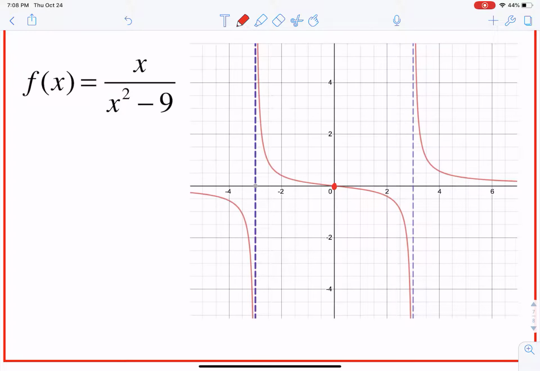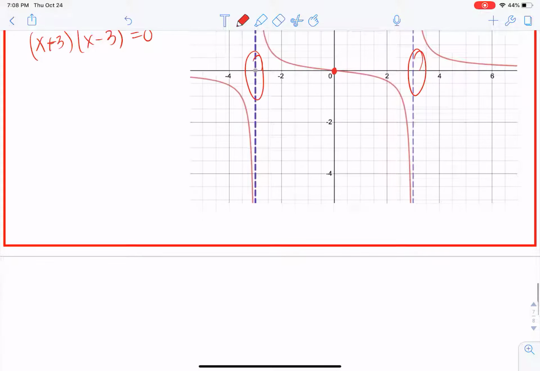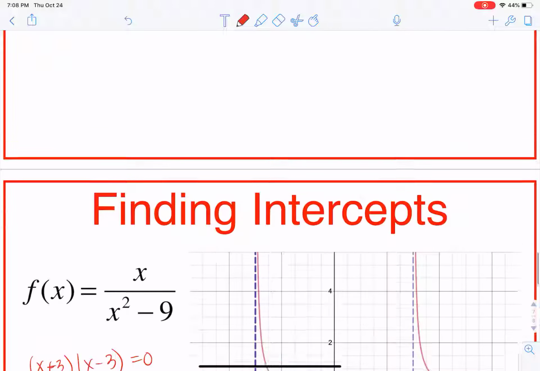The degree of the numerator is smaller than the degree of the denominator, so we don't have a horizontal asymptote here. And I can see that if I factor the denominator, again, that difference of two squares, x plus 3, x minus 3 equals 0, I get my negative 3 and my positive 3 vertical asymptotes here.